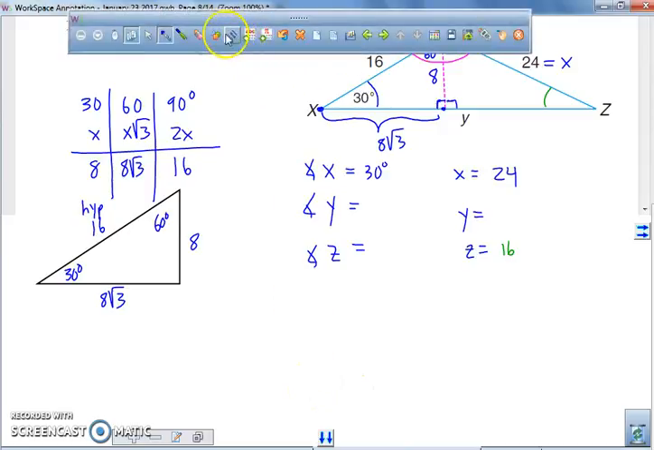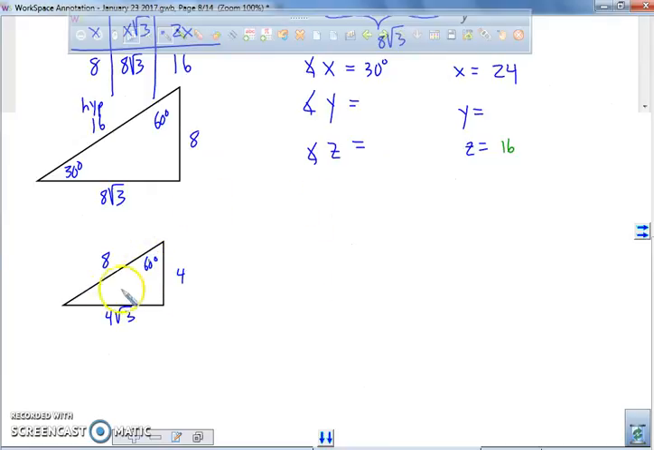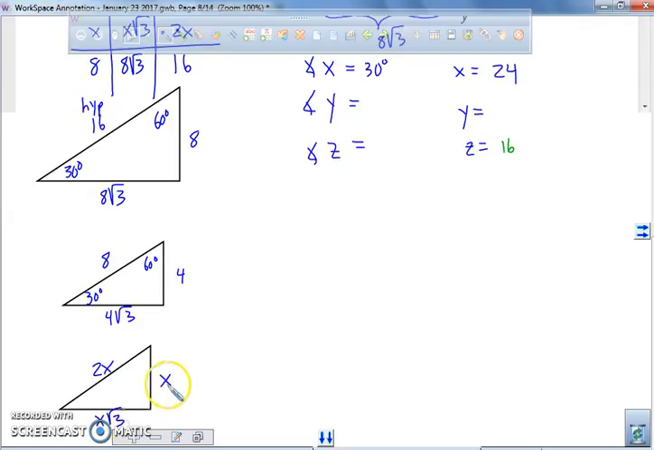Okay? If I make any 30, 60, 90, let's say I make a slightly smaller version, and I call this side 8. Then this side would be 4, and this side would be 4 radical 3. Those are the special qualities of every single 30, 60, 90. So is that 8 and 4 like that? 8 and 4, and then you always do, right? So that's it.